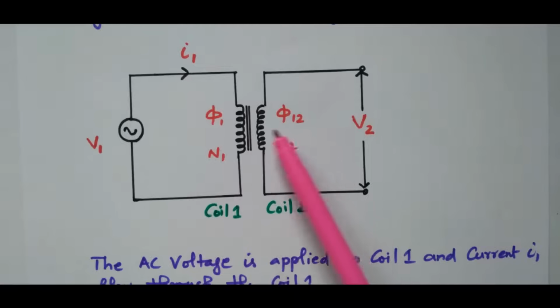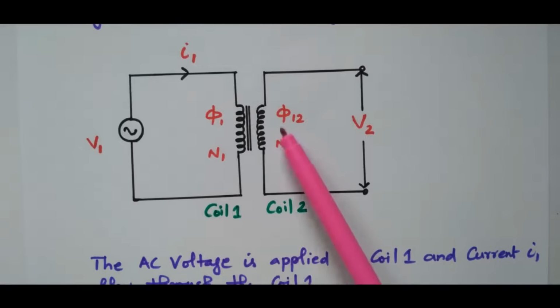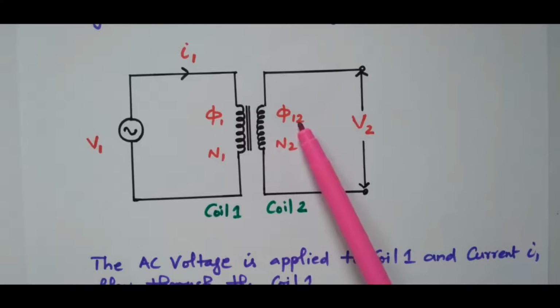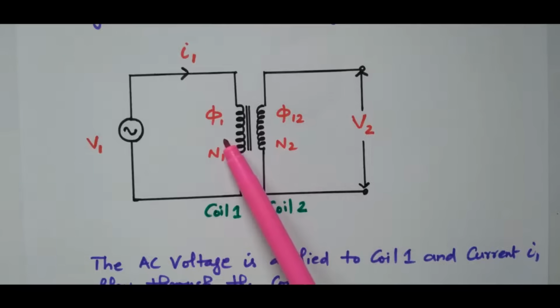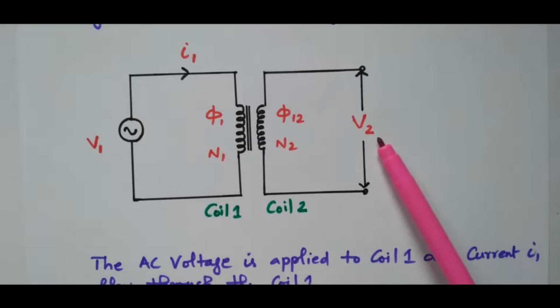This coil 2 is placed nearby, so part of the flux links with coil 2, that is phi 12. Phi 1 is the flux produced in the first coil, and part of the flux linking with the second coil is phi 12. That is, phi 12 is the flux linkage from the first coil to the second coil. This flux is also a rate of change of flux, so due to that, EMF is induced in the second coil.